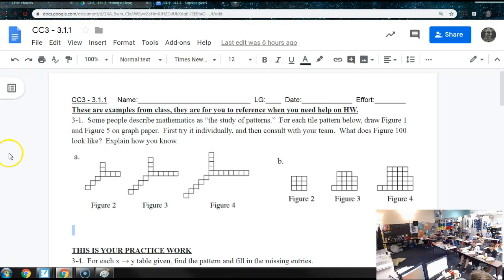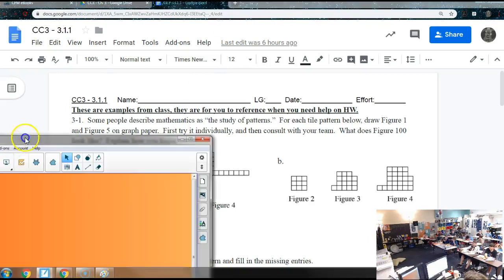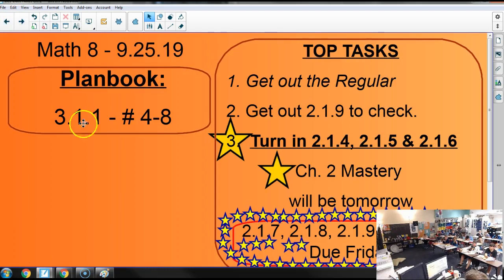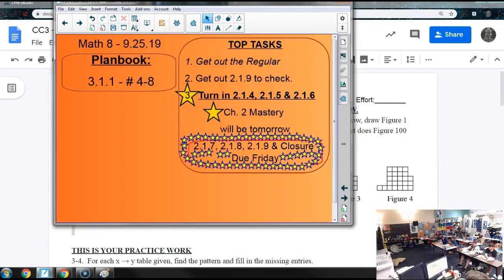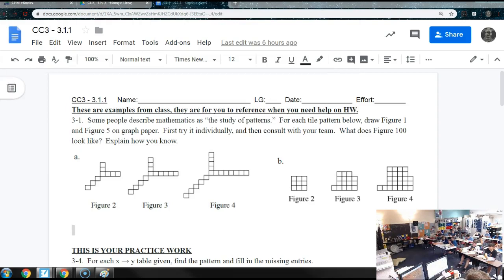Also, a lot of you guys, if you're absent, you can probably kind of figure this stuff out on your own if you work towards it. But for any of our classmates who aren't here, today on September 25th, we're doing 311. We're taking our Chapter 2 Mastery tomorrow. But right now, we're looking at this problem, trying to determine the growth in the tile pattern.